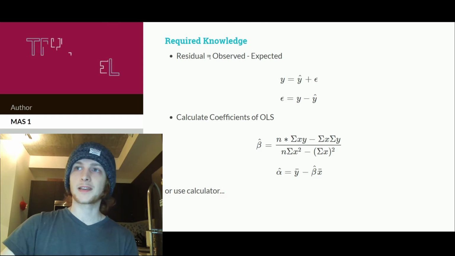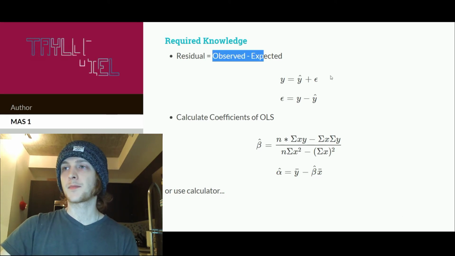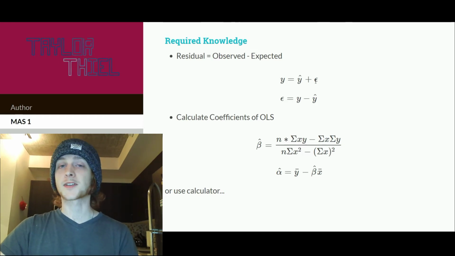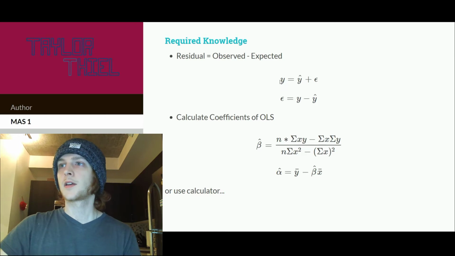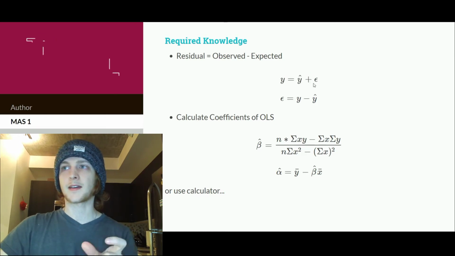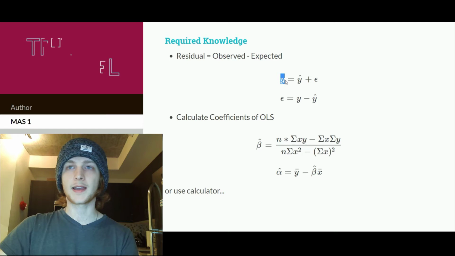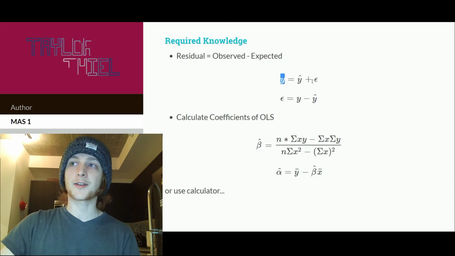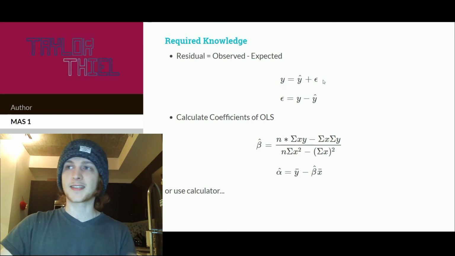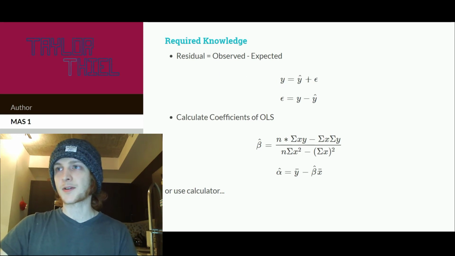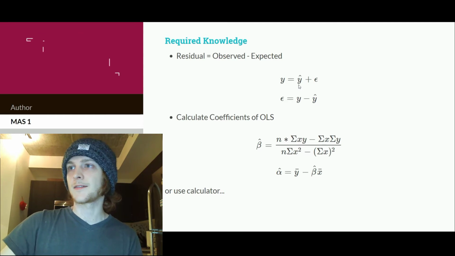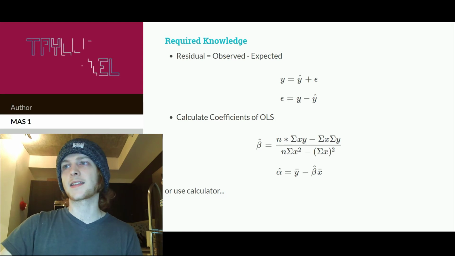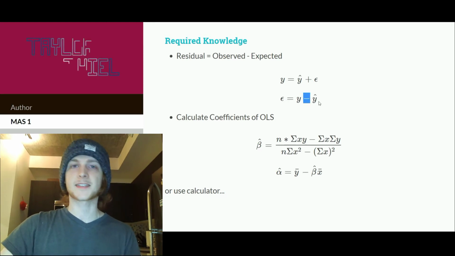Normally I just have this memorized, but if you don't remember if it's observed minus expected or expected minus observed, you can think back to the fact that the observed y is equivalent to your prediction plus some error term, right? That error term is the residual. So this is the exact same equation, just flipped around. To solve for epsilon, subtract y hat from both sides, and that's how we get our observed minus expected.